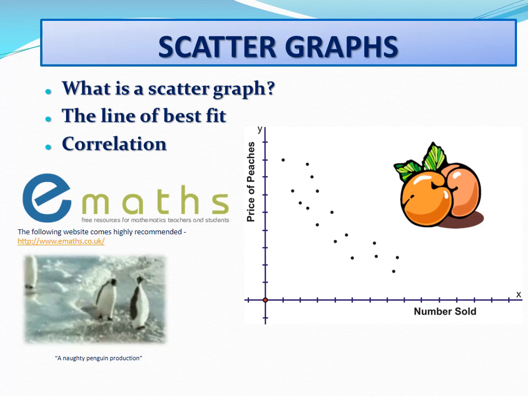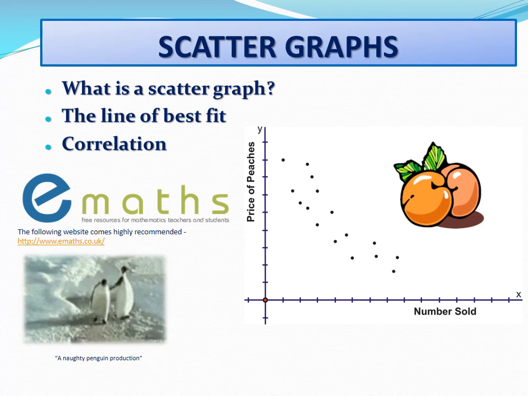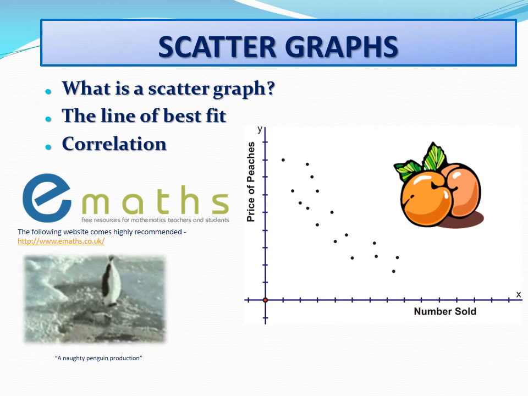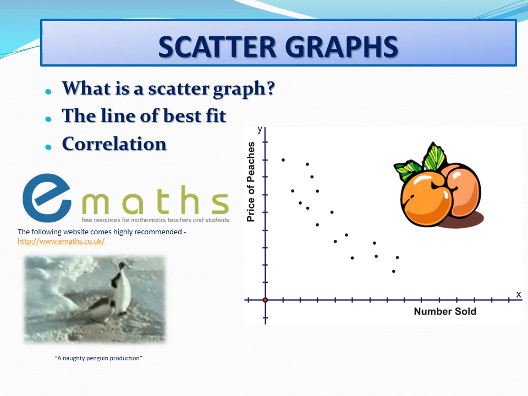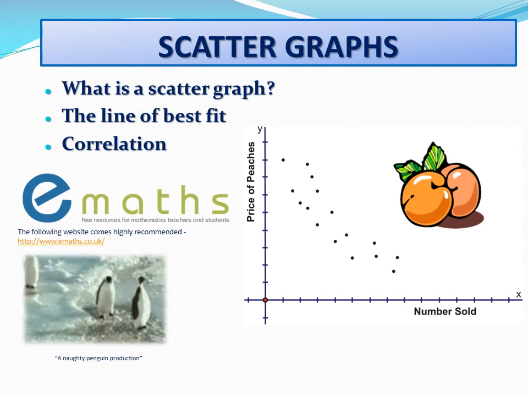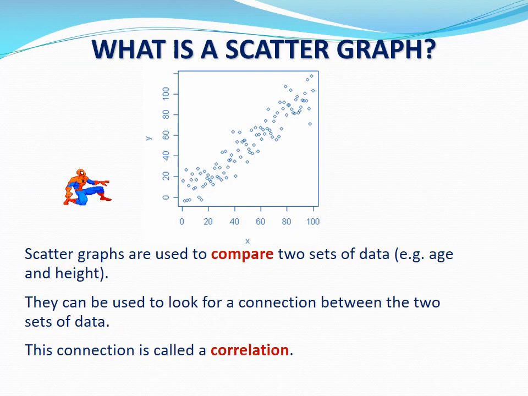Before, you studied how to graph linear equations and to get a straight line. You learned how to graph quadratic equations to get the parabola, and now the scatter graph. First, I'm going to explain what is a scatter graph. Second, what is the line of best fit, and what do we mean by the word correlation.